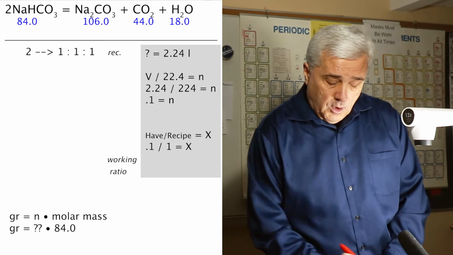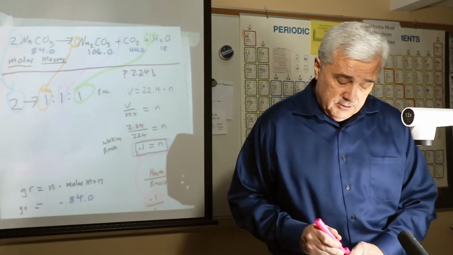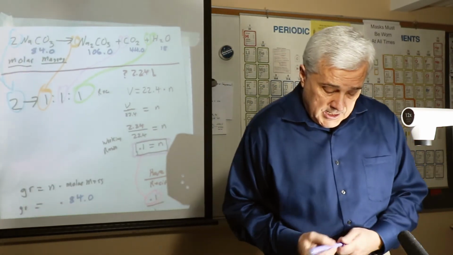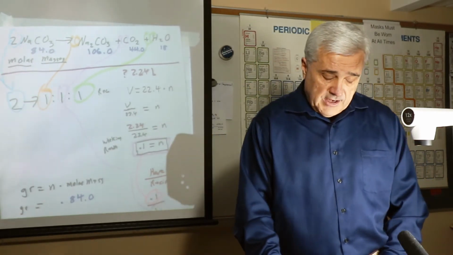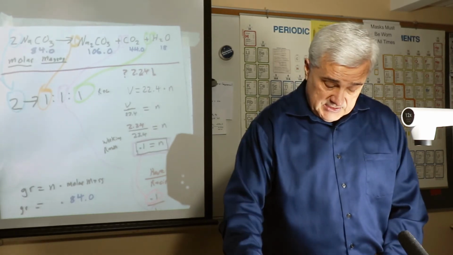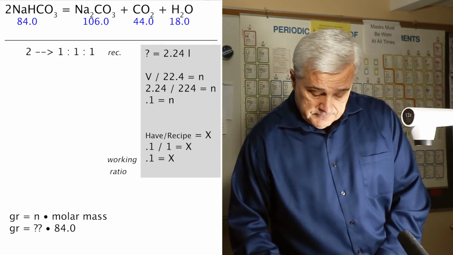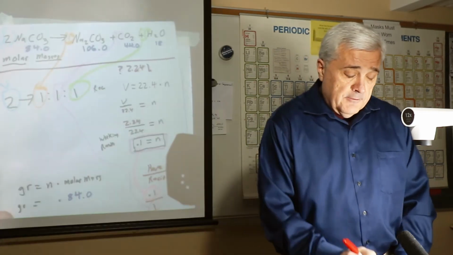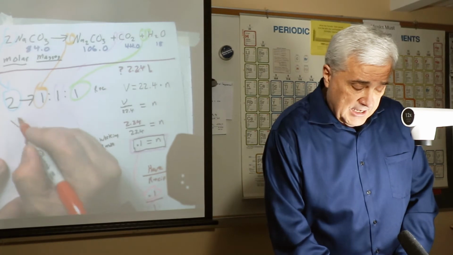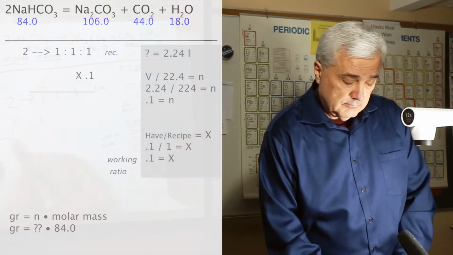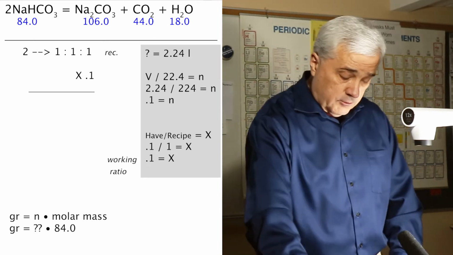0.1 divided by 1. Now where did this come from? So the 0.1 came from here, and the 1 came from there. 0.1 divided by 1, anything divided by 1 is itself. 0.1 divided by 1, 0.1 equals the multiplier. Now I'm going to take my multiplier, and multiply the entire recipe ratio by that multiplier, times 0.1. And that's going to give me a working ratio. It's going to give me a ratio that I'm going to actually work with.